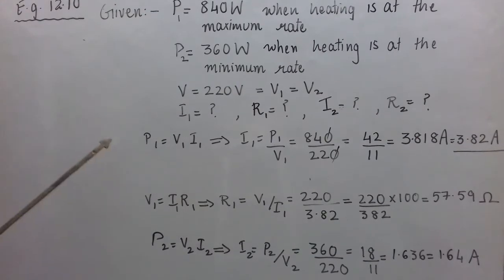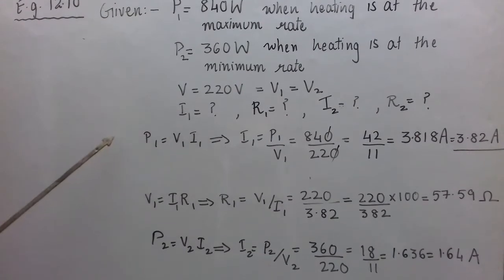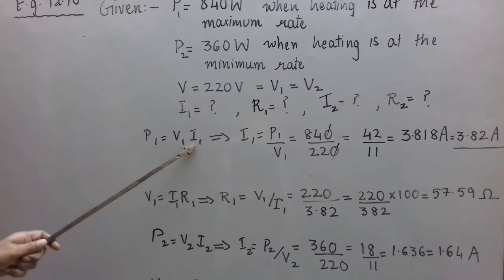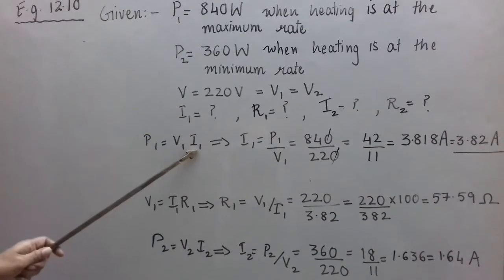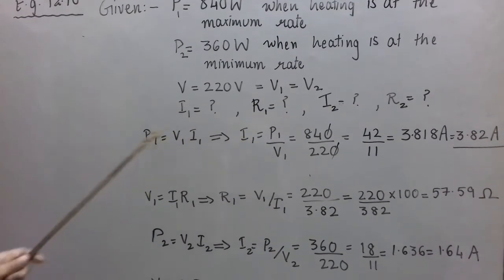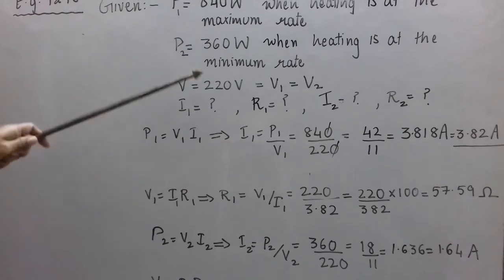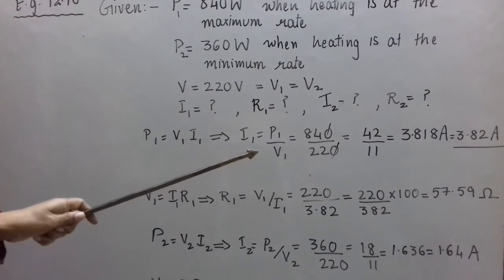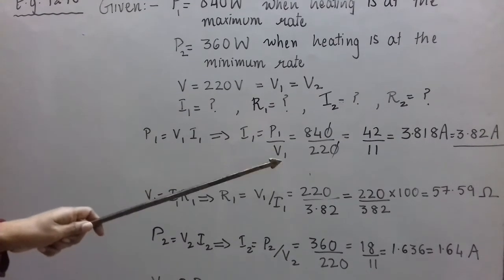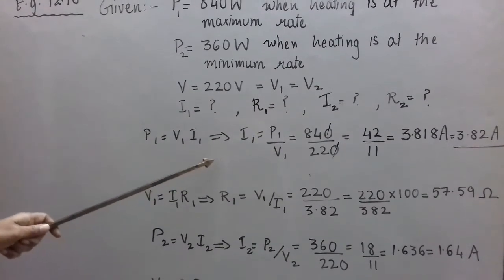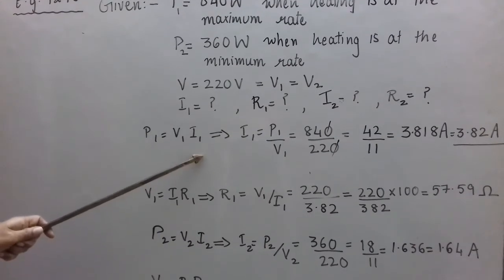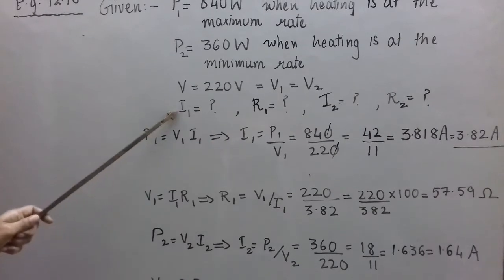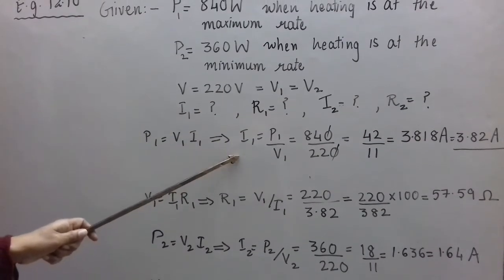So now we have this formula for power. P is equal to VI. So we can write it for case 1. P1 is V1 I1 and we can easily find I1 as I1 is equal to P1 by V1. There is no need of conversion. Everything is in SI. So you can put the values and get the answer as 3.818 ampere. We can round it off to 2 decimal places as we usually do. So 3.82 ampere is the answer for current in the first case when the heating is at the maximum rate.